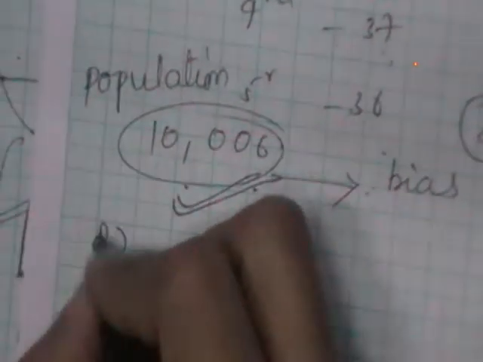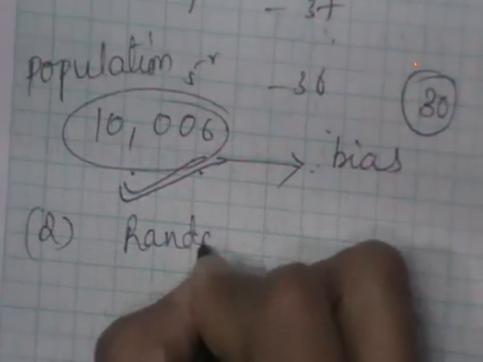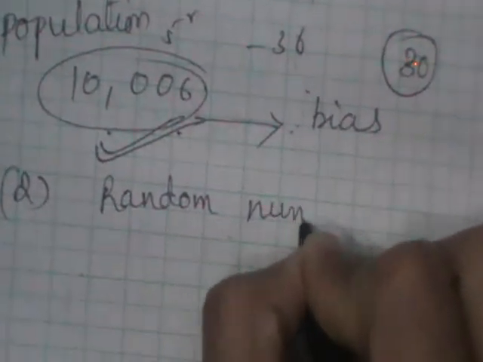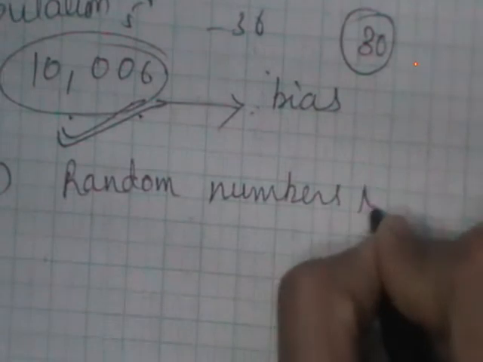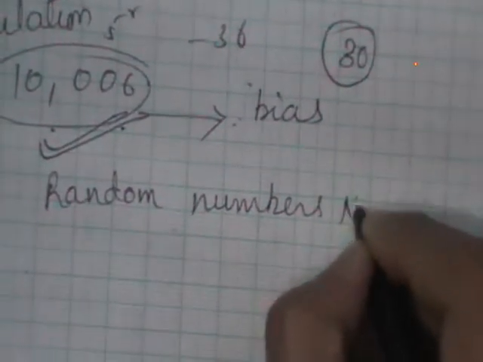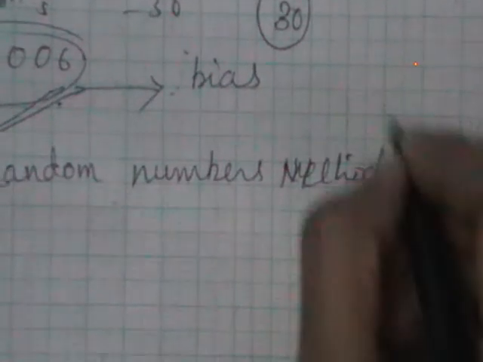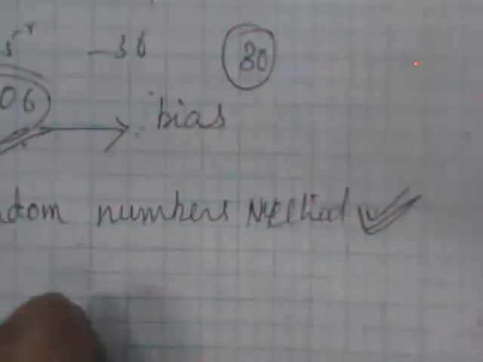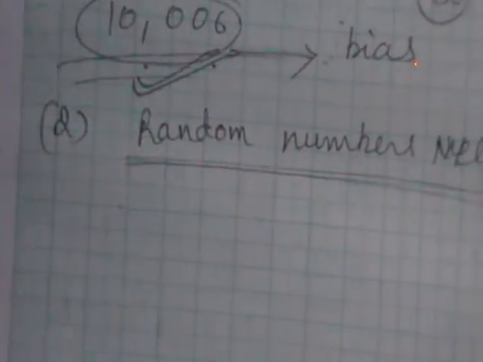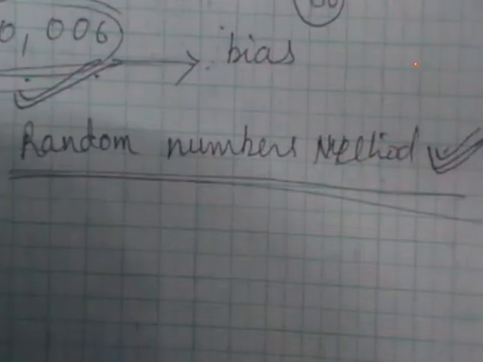So the second method we have is the random numbers method. What is the random numbers method? Whatever surveys are going on, they are using this method only, not the lottery one. That is very rarely used. This is used whenever you want to go for a scientific approach. What is the random numbers method?